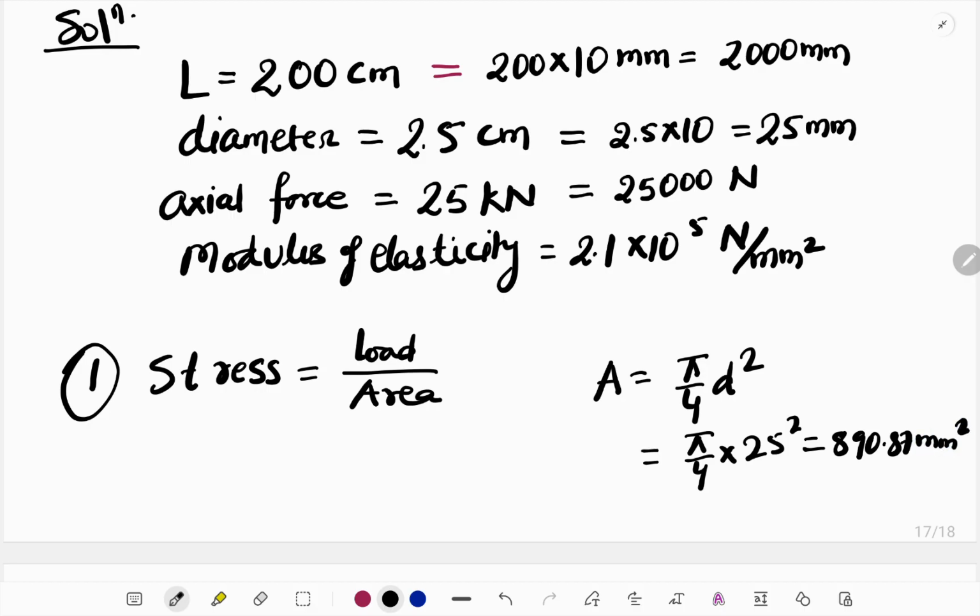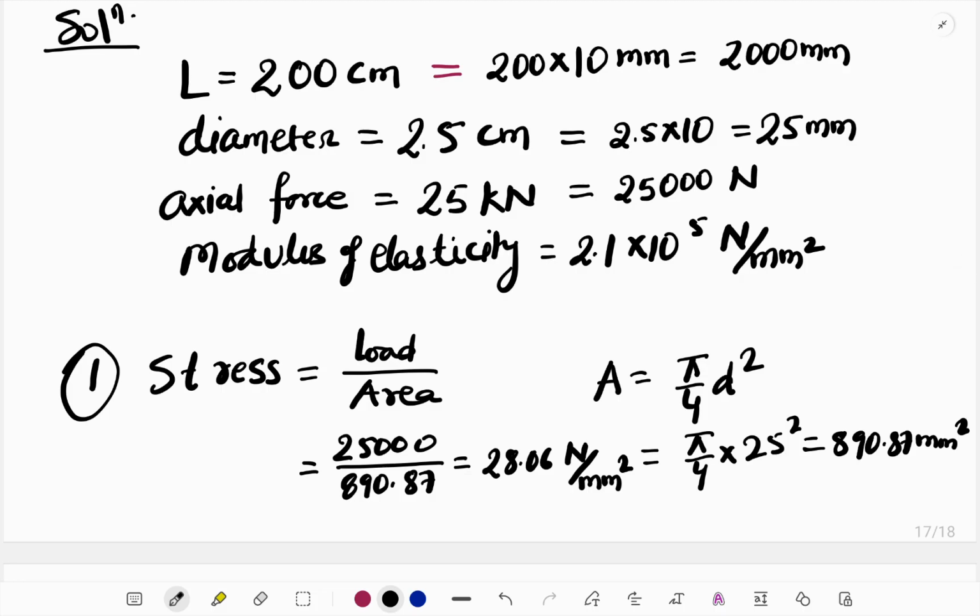We need to be careful about dimensions. The load is given as 25,000 Newton, so now we apply 25,000 divided by the area, 890.87. Using the calculator, 25,000 divided by 890.87 is 28.06 Newton per mm square. So the stress has been calculated here.